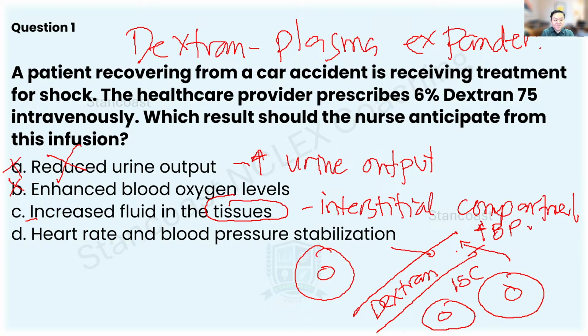Now, if you had answered letter D, heart rate and blood pressure stabilization, of course, that is the goal of our therapy here. We are talking about a case of shock. So here are your clues: blood pressure stabilization and also heart rate stabilization. Remember the effect of the dextran? It will pull fluid from the interstitial compartment into the vascular compartment. This is why it is called a plasma expander.